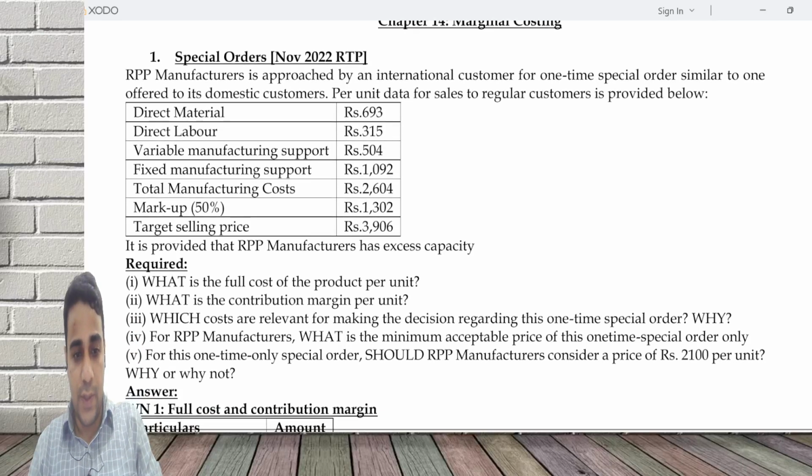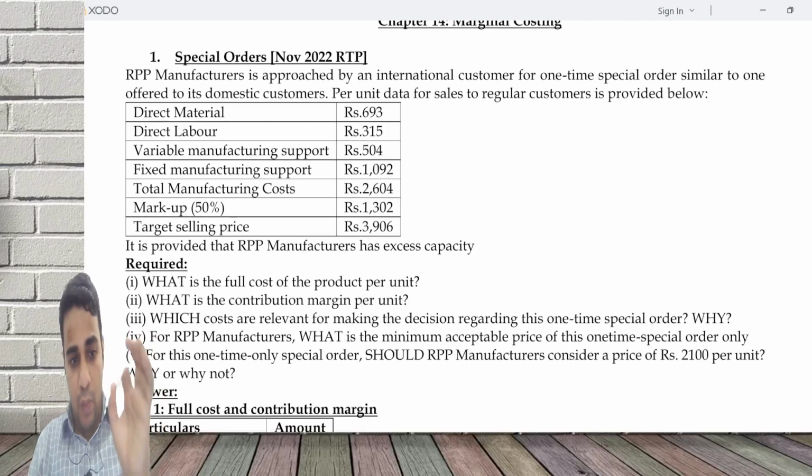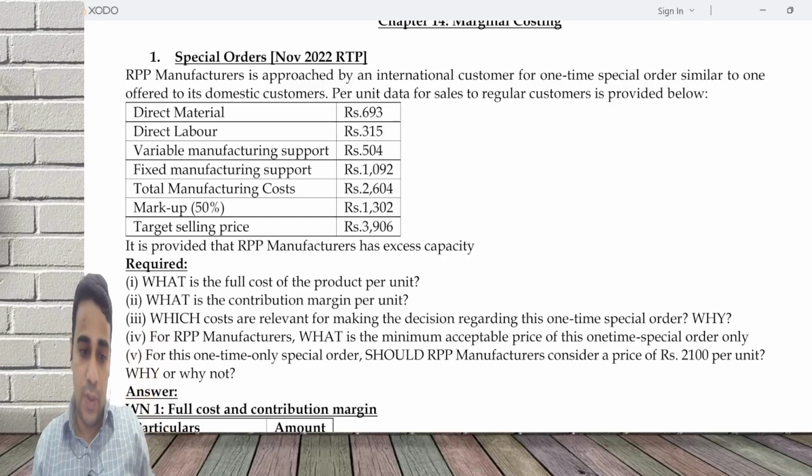What is the full cost of the product per unit? What is the contribution margin? Which costs are relevant for taking the decision? What is the minimum acceptable selling price? Should RPP consider a price of 2100 per unit? Why or why not? Go through the question.